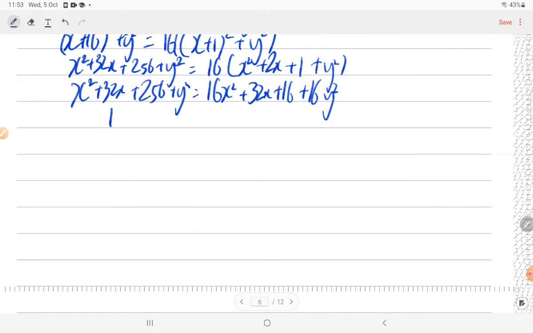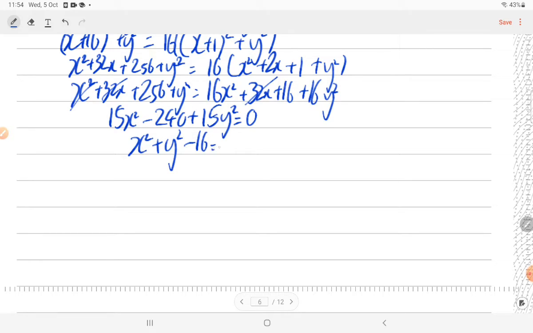So which is 15x squared, since we take minus x squared on both sides. We take the 32x, they just nicely cross each other out. Minus, so 16 minus 256 is minus 240, plus 15y squared is equal to 0. We can divide all by 15. 240 divided by 15 gives x squared plus y squared, take away 16 equals 0.